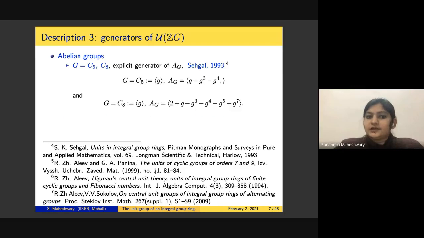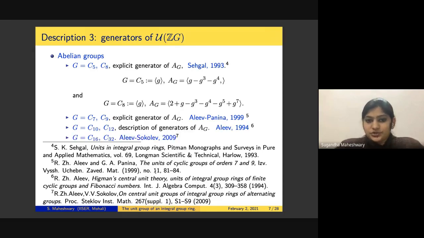And similar answers also exist for C7 and C9. They both have 2 generators each, and their description is known to us. Then for C10 and C12 also, we have answers. So it's mostly work of Ellis et al. that you can see. And C16 and C32 is not too old work, right? It's 2009 that we have some answer for these 2 groups.